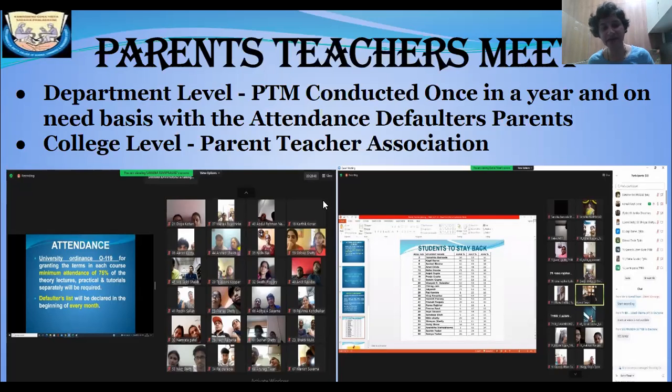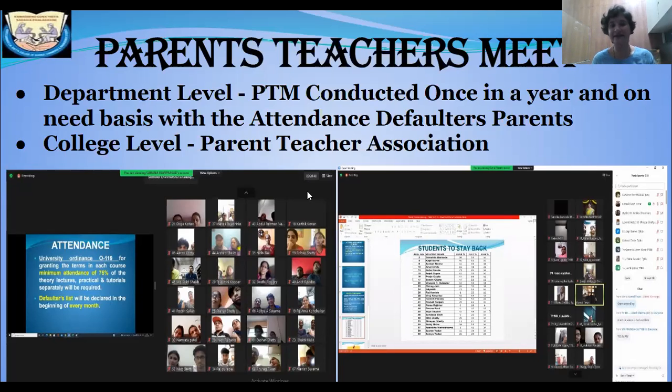That is at the department level, where your class in charge and coordinator talk to your parents, and some of the students who are not regular, the attendance defaulters, we put them directly in front of the parents and talk. So this is how the PTM happens. PTA happens at a higher level, as I told you, at the college level.